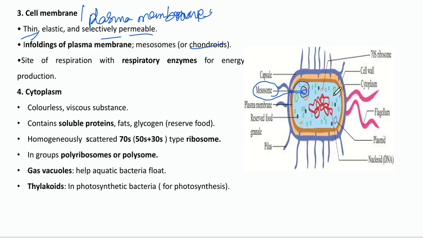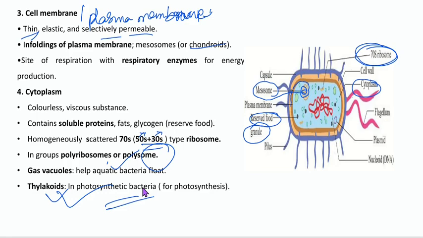And the next one is the cytoplasm. It is a colorless viscous fluid which contains soluble proteins, reserved food materials, and different types of granules. It has homogeneously scattered ribosomes of the 70S type, that is the combination of 50S as the larger subunit and 30S as the smaller subunit, and in combination they form the 70S type of ribosome present in prokaryotic organisms like bacteria. If they are present in groups, these are called polyribosomes or polysomes. It also contains gas vacuoles, which help aquatic bacteria to float in water. And some bacteria also contain thylakoids, in photosynthetic bacteria, for photosynthesis.